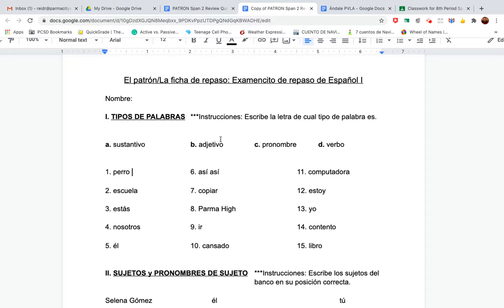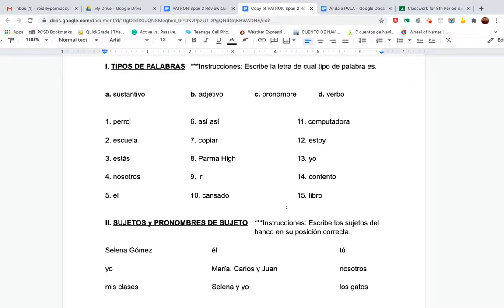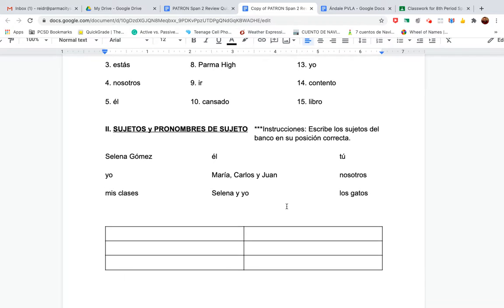I know the document gets messed up when you have lines here. I'm not saying that that's a verb. Dog is not a verb. But that's what you're going to put here: A for a noun, B for adjective, C for pronoun, D for verb. And you may have to look this stuff up, do some research if you can't figure it out.